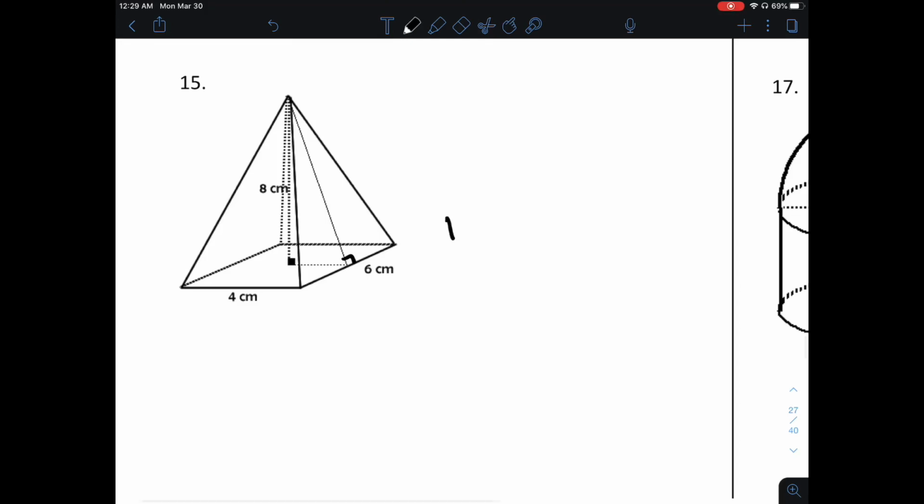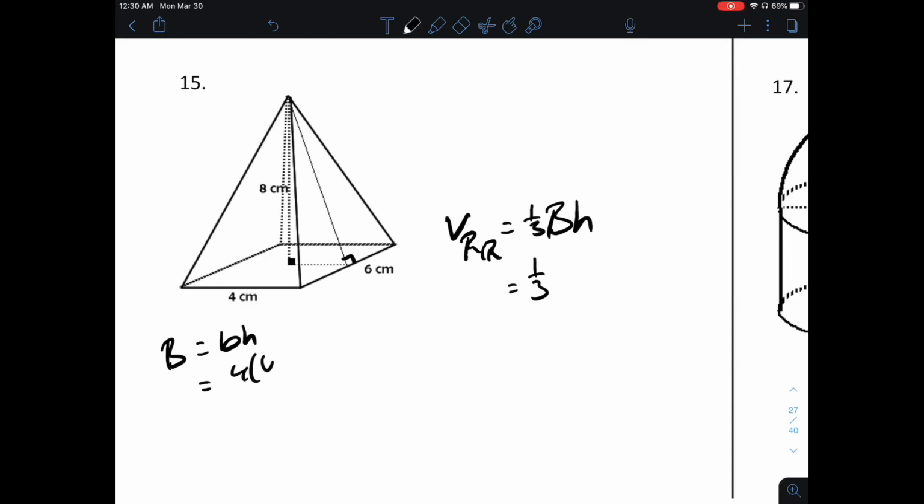So to find the volume of this pyramid, it's 1/3 the area of the base times the height. The base is a rectangle, a parallelogram, if you will. Its base and height, which are 64.